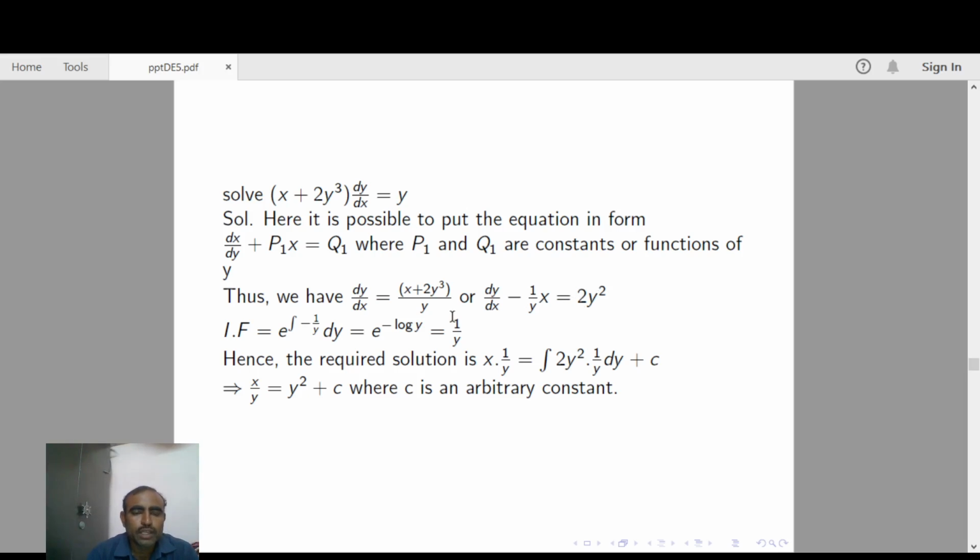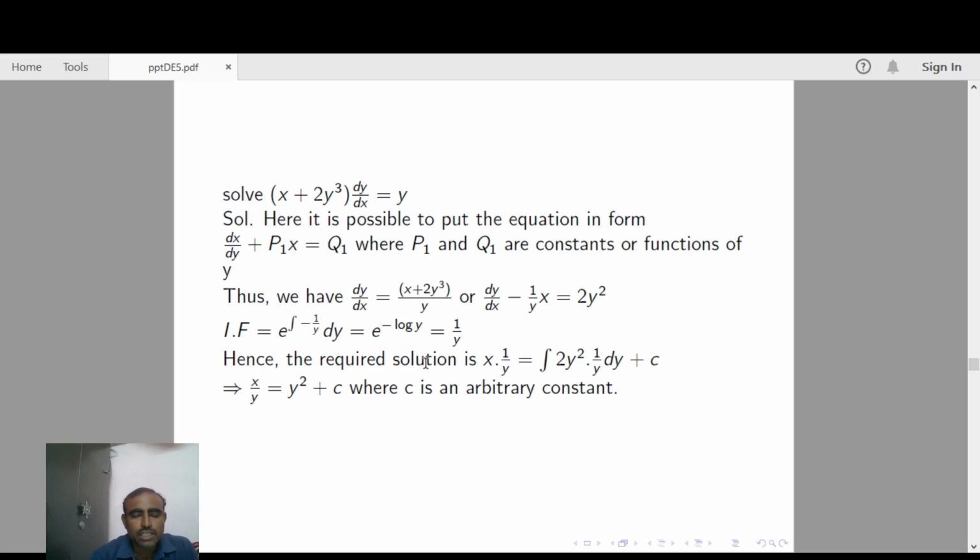I.F. is equal to e power integral p1 dy. What is p1? p1 is minus 1 by y. So e power integral minus 1 by y dy is e power minus log y. You write this as e power log 1 by y. So you will get 1 by y. So I.F. is equal to 1 by y.